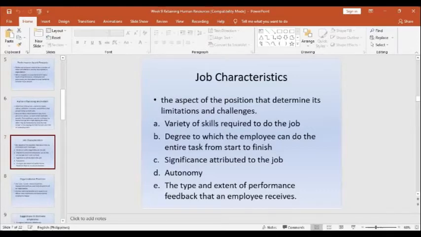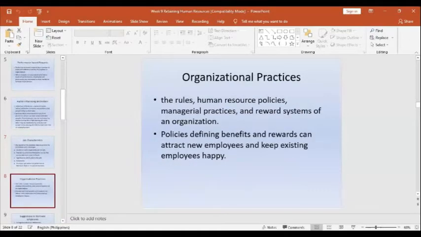Of course, it is very important that the employee is productive, capable of performing the task or the job from start to finish based on the working hours. Then there is the significance attributed to the job, and of course, autonomy. When you say autonomy, you are free to perform your job without any supervision, for as long as you perform the job right and well. And the type and extent of performance feedback that the employee receives. Okay, so those are the job characteristics. So what are those organizational practices?